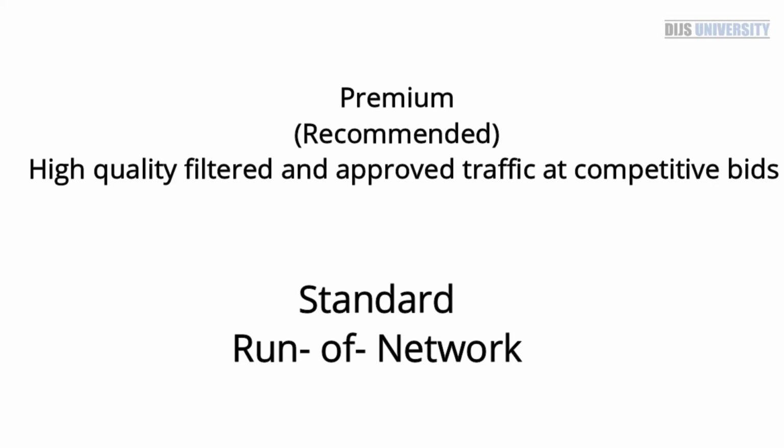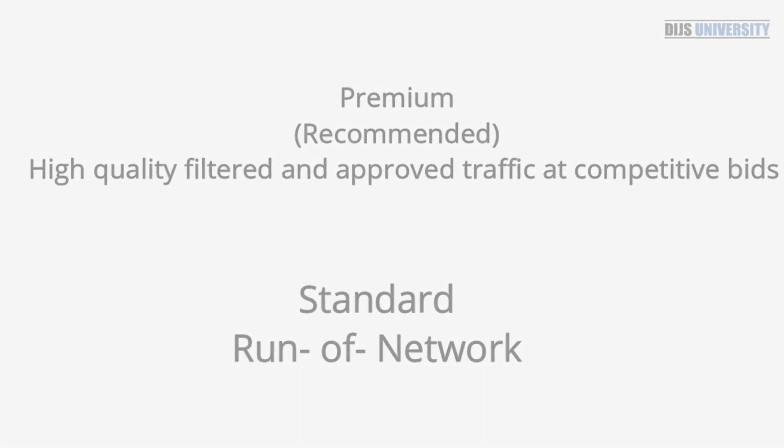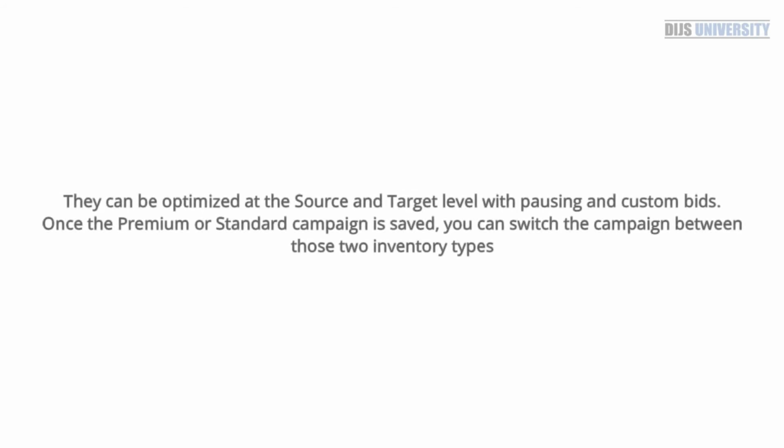So how can you optimize and what are your restrictions? When it comes to premium and standard inventory campaigns, you can definitely optimize at the source and target campaign level. And you can do this with pausing and adding custom bids at your target and source levels. So once the premium or standard campaign is saved, you can switch the campaign between those 2 inventory types, but you can't select the remnant inventory type. That's just not going to be an option.